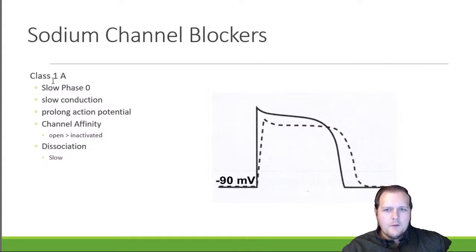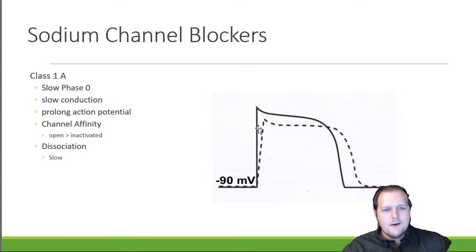Well, what happens is you're slowing that phase 0 depolarization. The dotted line here is what happens when the class 1A antiarrhythmic drugs are introduced. The solid line is the normal depolarization you would normally see. As you can see, it slows down conduction and prolongs the overall action potential. I'm probably not going to get too far into the weeds in terms of channel affinity, like whether it affects open versus inactivated channels; unlikely to get that deep in testing. What I want you to know is that they do block sodium channels, and what that does to the action potential is slow it down and prolong it.